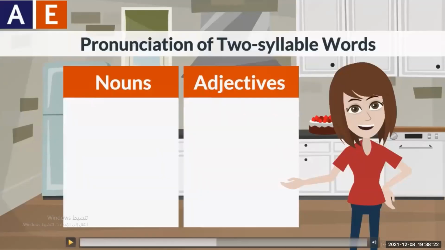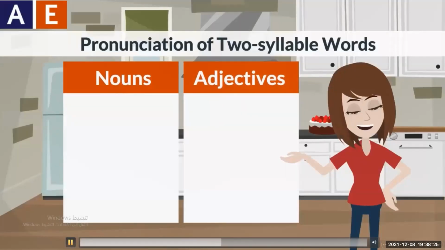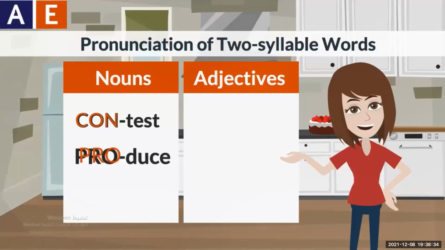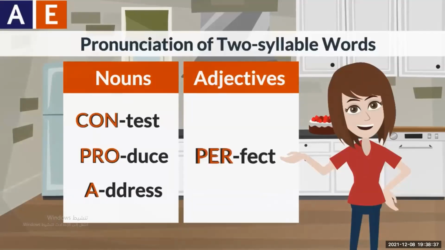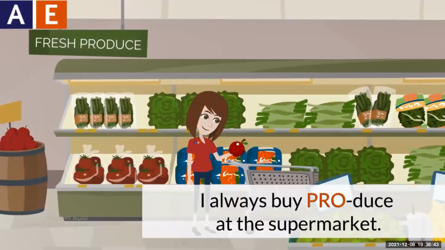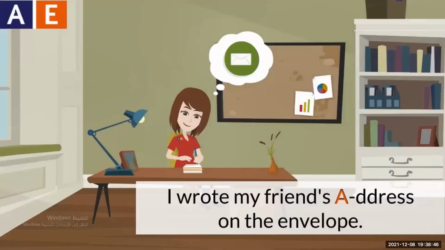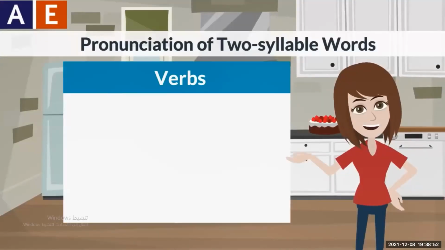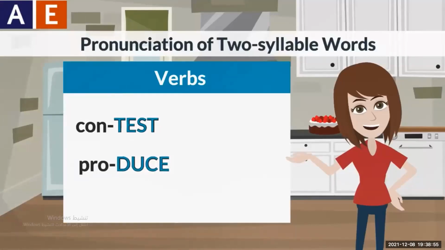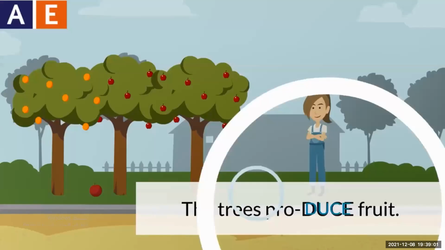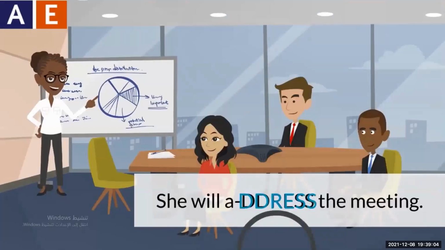Let's continue the video, please. Okay. Two-syllable words. We often stress the first syllable of a two-syllable noun or adjective. Contest, produce, address, perfect. I always buy produce at the supermarket. I wrote my friend's address on the envelope. We often stress the second syllable of a two-syllable verb. Contest, produce, perfect, address. The trees produce fruit. She will address the meeting.